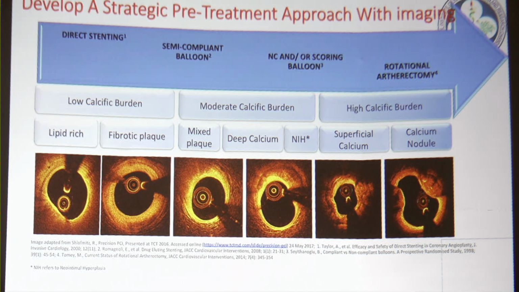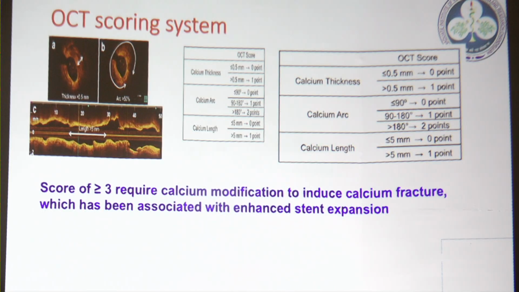So this is about the OCT, and you can very well plan the therapy depending on the OCT finding. In case it's a lipid or fibrotic plaque, you can go ahead with direct stenting or balloon dilatation followed by stenting. Moderate calcification, of course, needs a semi-compliant balloon or the NC balloon, and those with a high calcium score need ablative therapy, whether it's rotational, orbital atherectomy or IVL therapy.